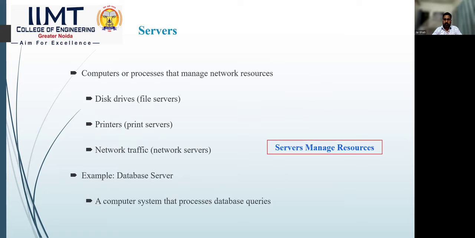Servers are nothing but computers or processes that manage all available resources on a network. There may be various types of servers, like disk drives or file servers, print servers, which are printers, and network traffic or network servers. An example is a database server, a computer system that processes the database queries made by various clients. So the gist is that servers manage all the available resources on a computer network.